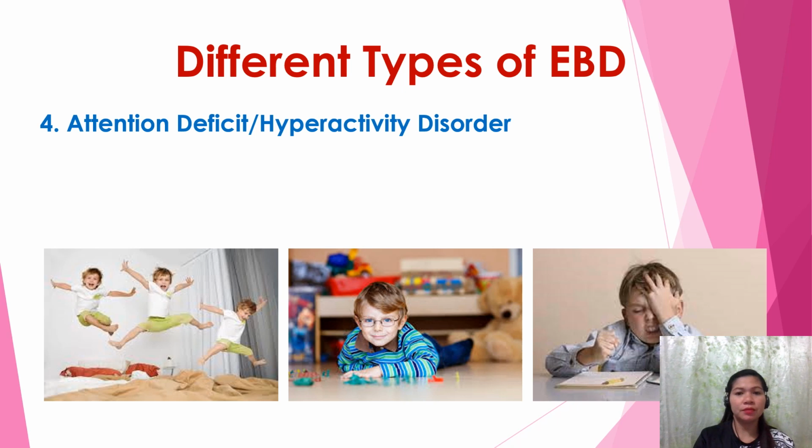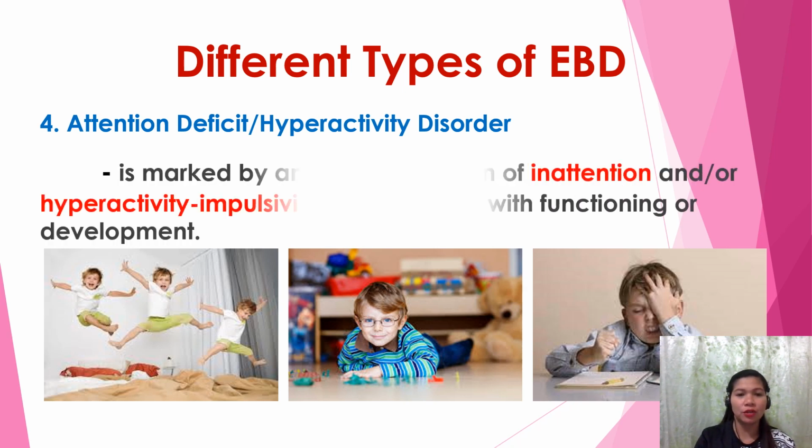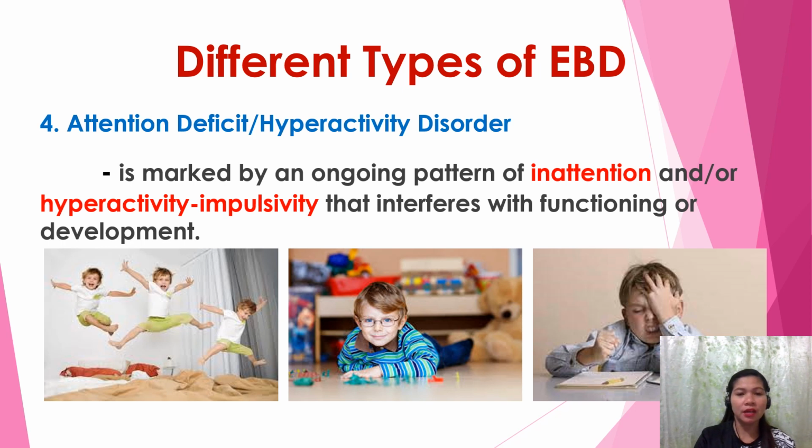The fourth type of EBD is attention deficit hyperactivity disorder. It is marked by an ongoing pattern of inattention and/or hyperactivity and impulsivity that interferes with functioning or development. Inattention means a person may have difficulty staying on task, sustaining focus, and staying organized, and these problems are not due to defiance or lack of comprehension.